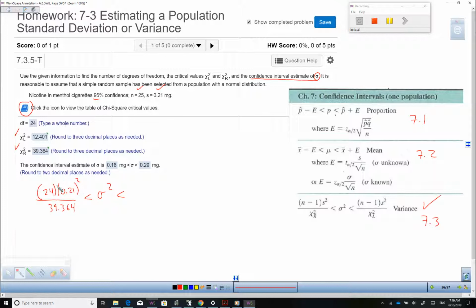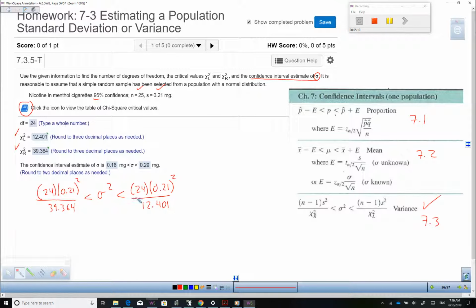lower bound for this confidence interval, and my upper limit will be 24. Again, it says n minus 1 times the sample standard deviation to the second power, all this divided by the critical value on the left. So that is 12.401. Okay.